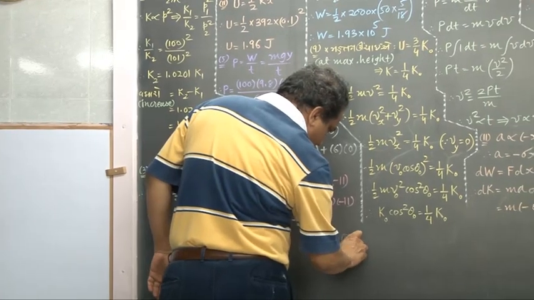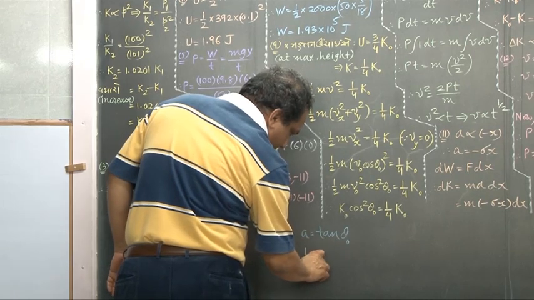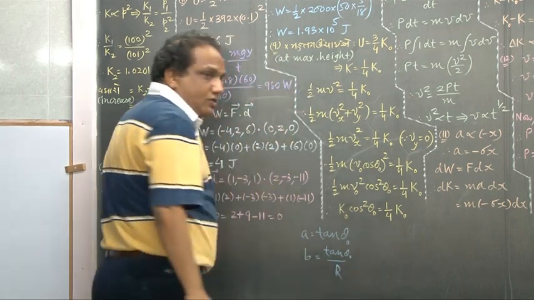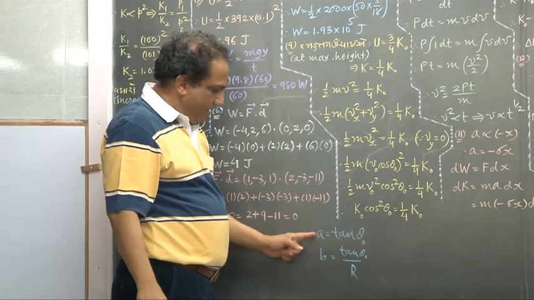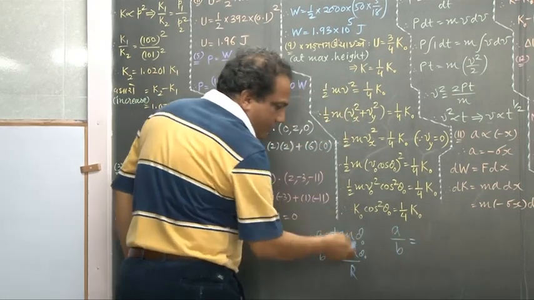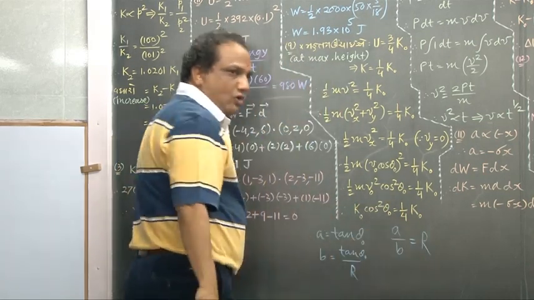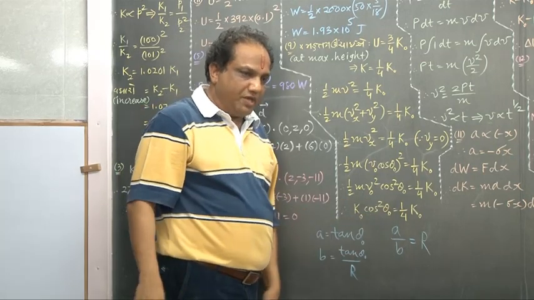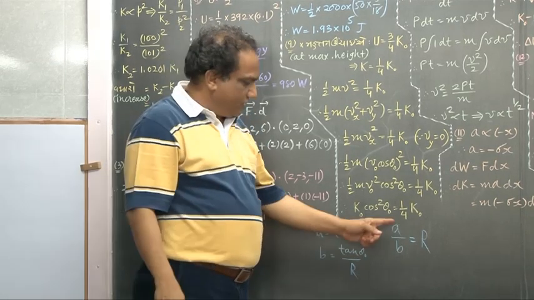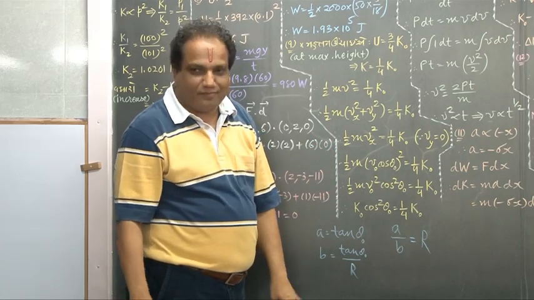Tan theta 0. What was b? Correct? So I am finding a upon b. Look, I am finding a upon b. So what will it be? This upon this, tan theta 0 will get cancelled. The denominator will become the numerator. So you got one formula: R equals a upon b. What is the value of a? I have given 4. What is the value of b? 2. So 4 upon 2, 2 meters. Range is 2 meters.